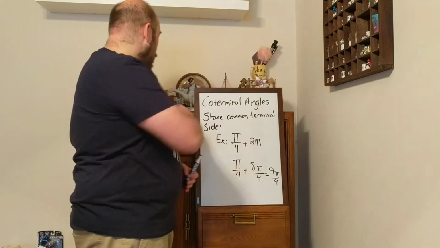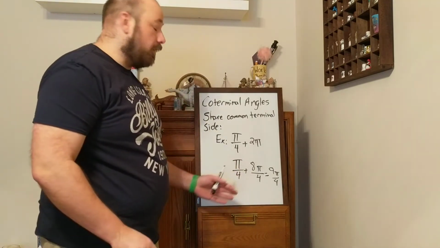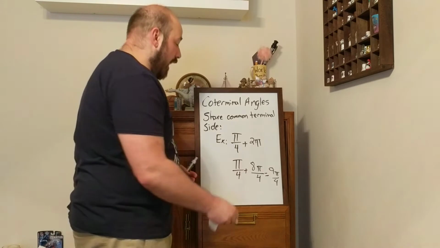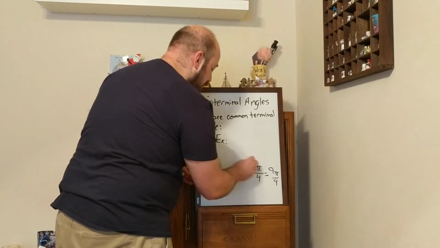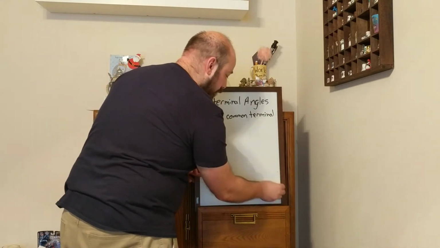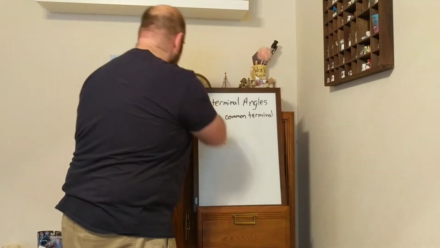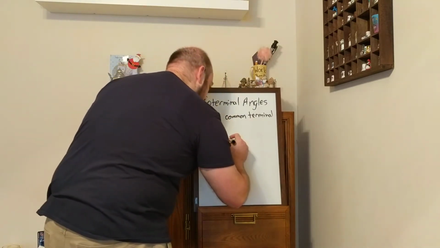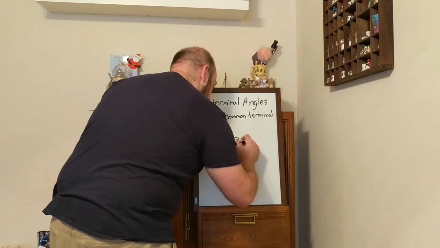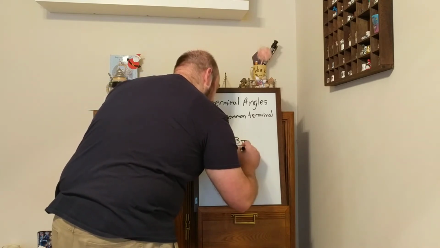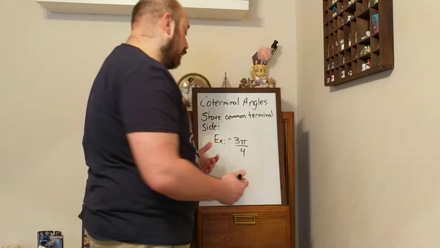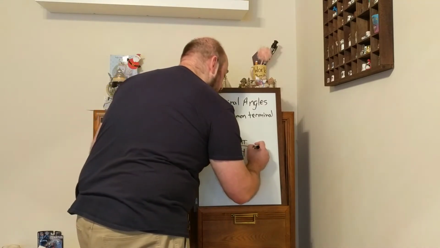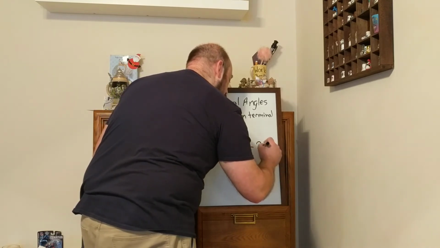Now similarly, what we can do from here is we can also subtract if I wanted to do that. So I'm going to do one with a negative here so we can see that. So let's say I have negative 3 pi over 4. If I'm looking for a negative coterminal angle here, I can go ahead and subtract the 2 pi.